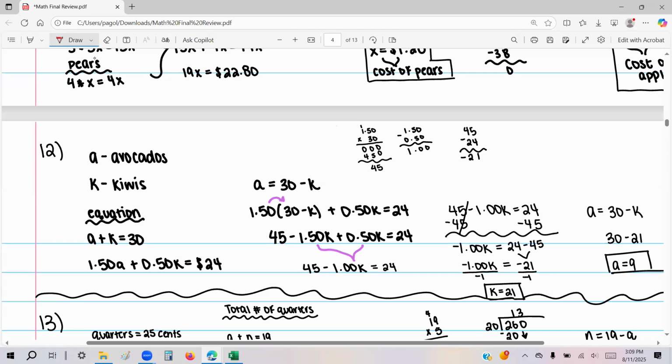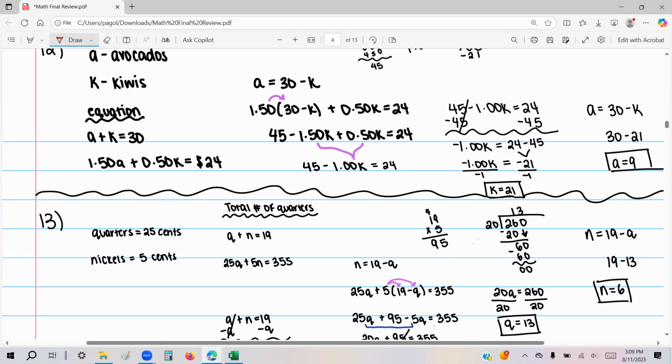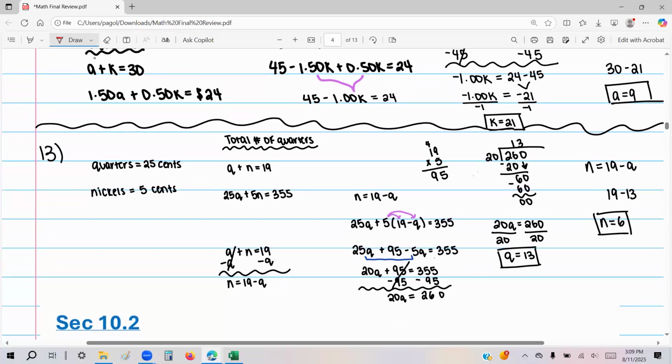Okay, the last one, coins and quarters. So each nickel is 5 cents, each quarter is 25. We have a total of 19 of them. So quarters plus nickels is 19. And we know the total money is $3.55.